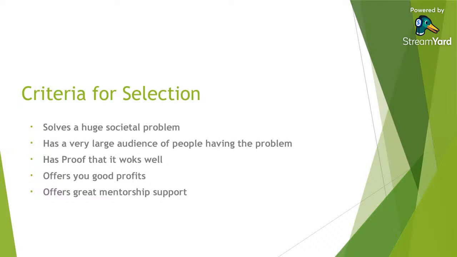So now, what are the criteria of selecting a product to sell? Remember, what we are talking about today is choosing the hot product to sell. What are the criteria to enable you select the hot product to sell? The first thing I want you to look at is how much of a problem this product solves. You don't just say that because people are selling courses.